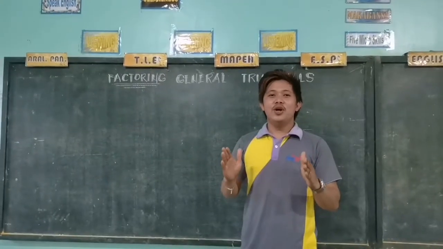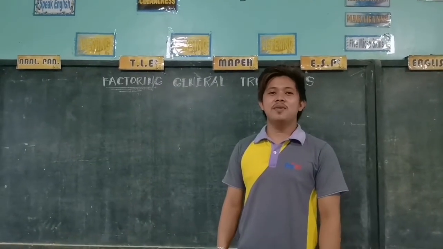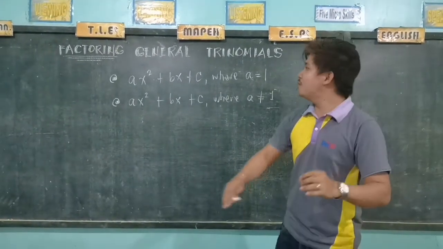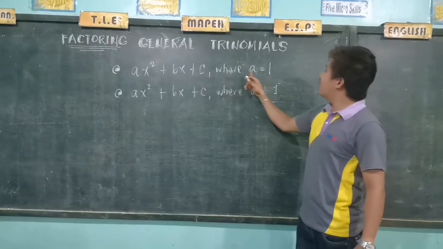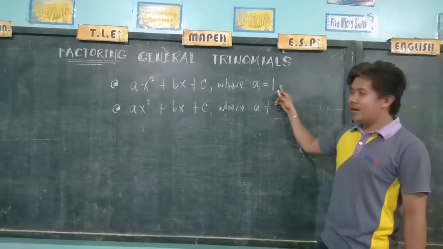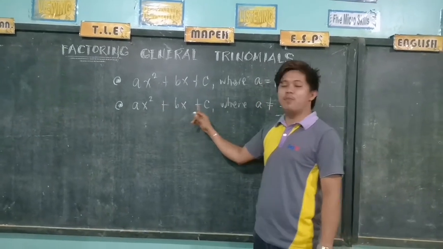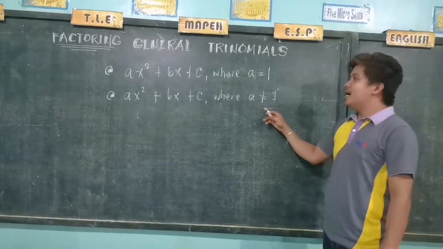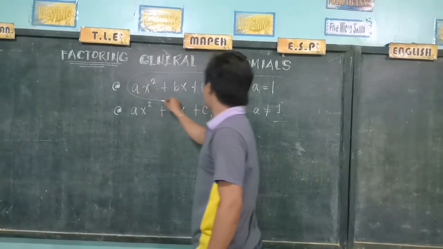In this video, you will learn to factor general trinomials. There will be two types of trinomials that we are going to deal with. First is the trinomial of the form ax squared plus bx plus c, where a is equal to 1, and the second form is ax squared plus bx plus c, where a is not equal to 1. So this time, we will focus on this form.